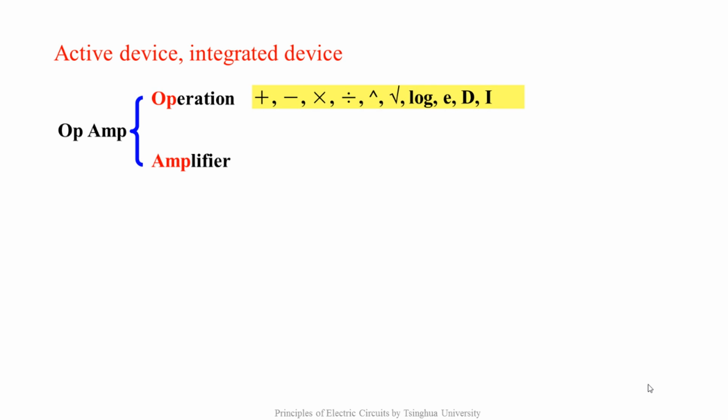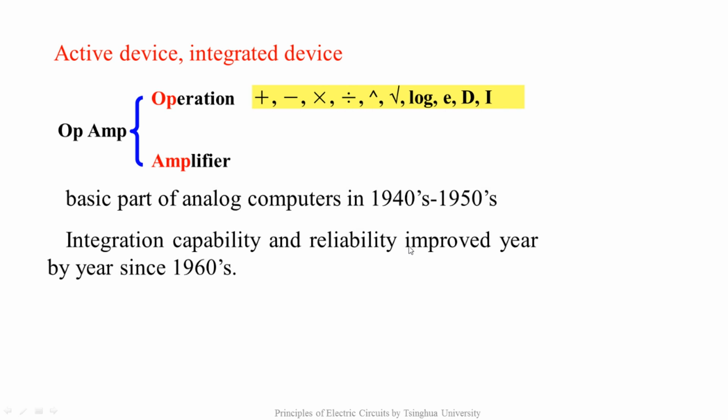Operation means addition, subtraction, multiplication, division, power, square root, logarithm, and exponent, differentiation, and integration. Op-amp was invented in the 1930s, and it became one of the basic parts of the analog computers in the 1940s and 1950s. Its integration capability and reliability improved year by year since the 1960s.